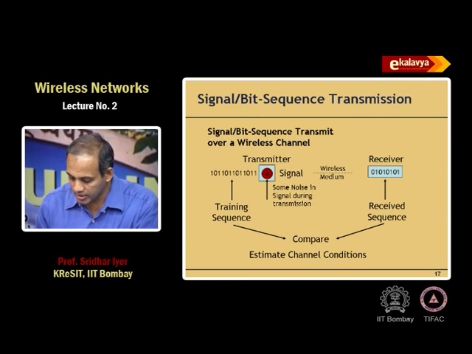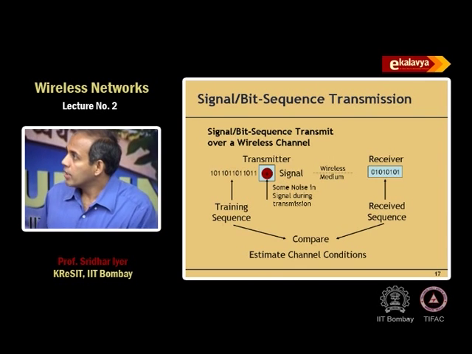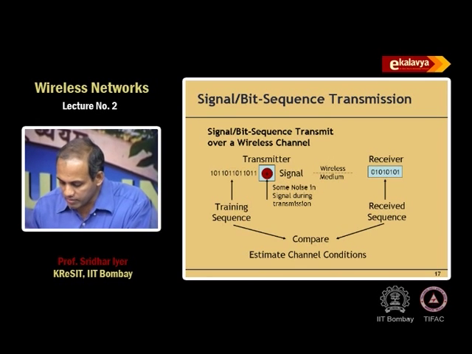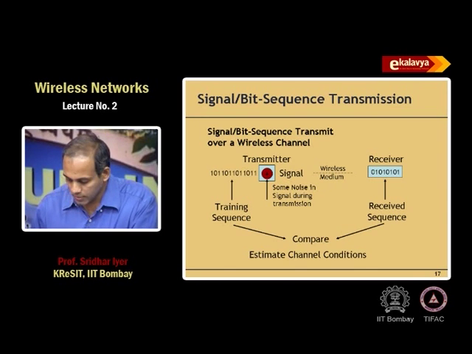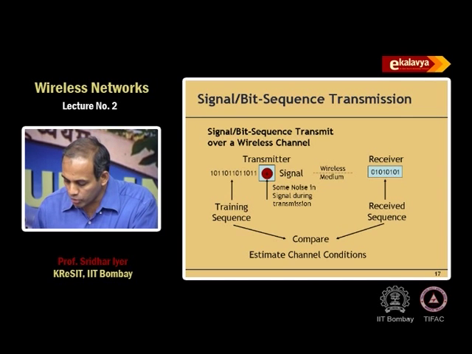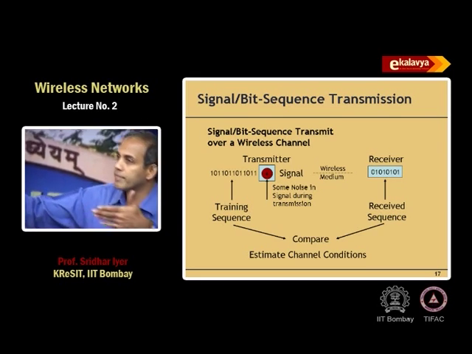This is called the training sequence, okay? So the receiver knows that it was supposed to receive this training sequence, but instead of receiving the training sequence, this is the received sequence, right? So if I compare both these sequences, I can estimate the noise in the channel, right? If it is the same, then I have a good channel, right?